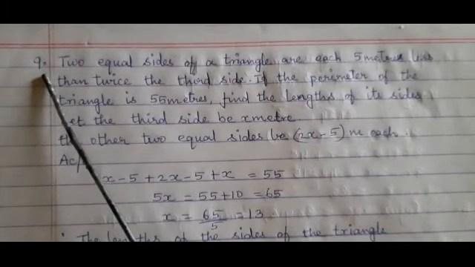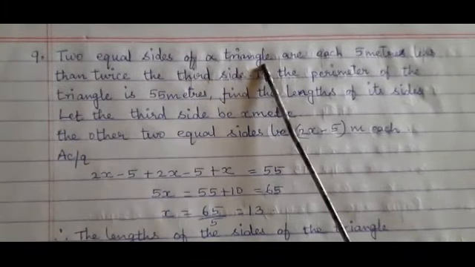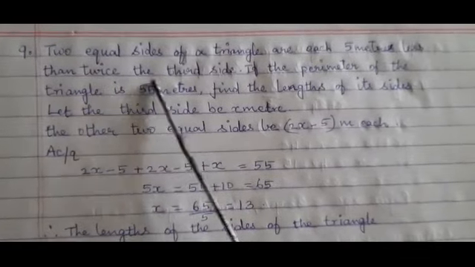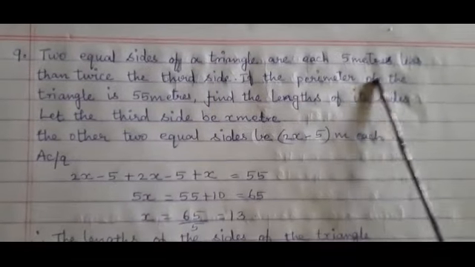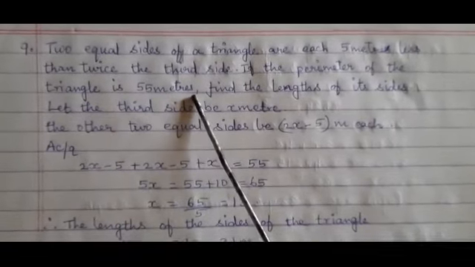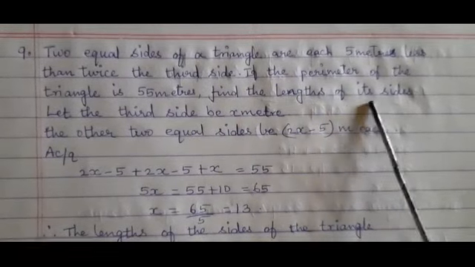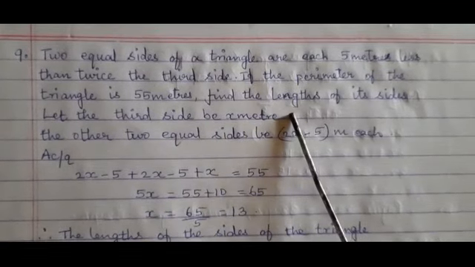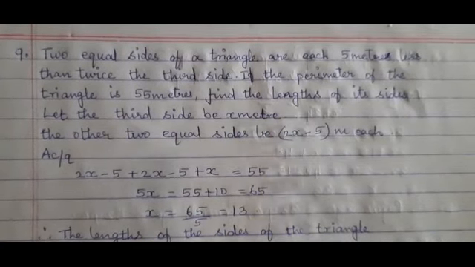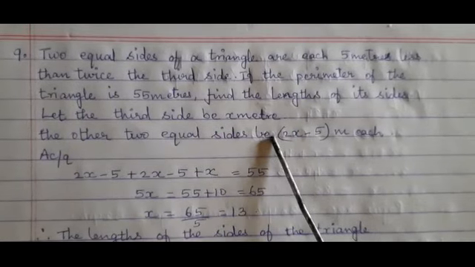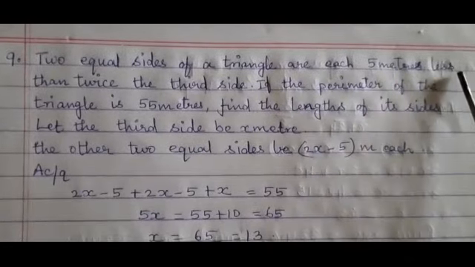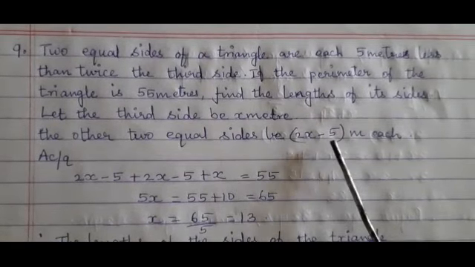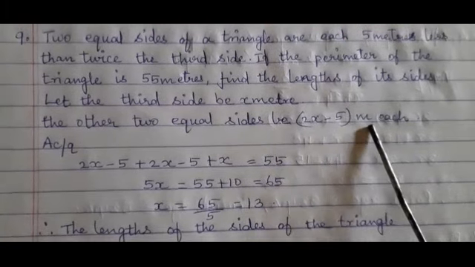Now move on to the next question, number 9. Two equal sides of a triangle are each 5 meters less than twice the third side. If the perimeter of the triangle is 55 meters, find the lengths of its sides. So what should be x here? Let the third side be x meter. Write the unit, don't forget it. The other two equal sides, as given there, are each 5 meters less than twice the third side. Twice the third side means 2x, that is less than 5, that is 2x minus 5 meter each.